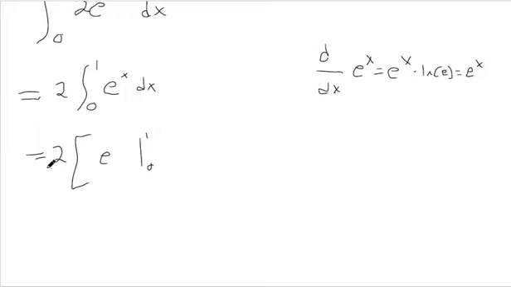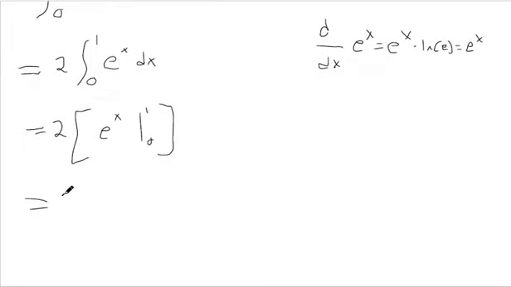Okay, and then I want to make sure I'm multiplying 2 to everything inside. That's why I put that bracket there. But I want to evaluate this integral from 0 to 1. So once I have my antiderivative, then I'm going to plug in those limits of integration. I'm going to plug in 1 for x, and I'm going to subtract that by plugging in the lower limit of integration, the 0.